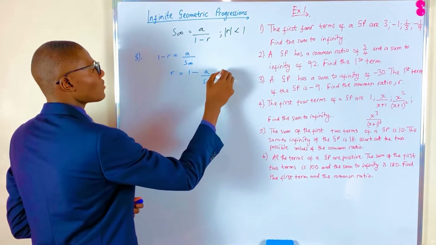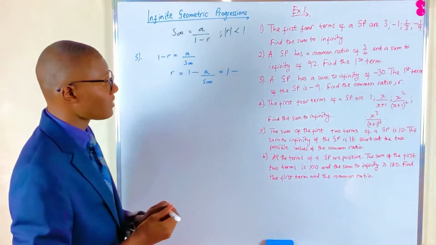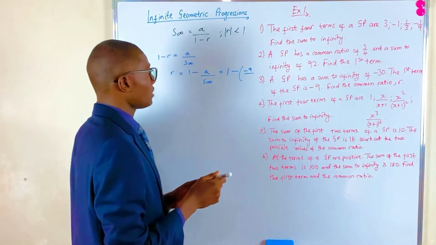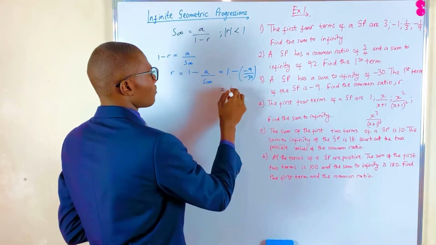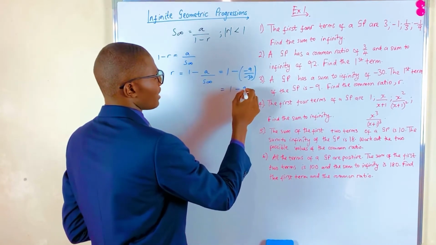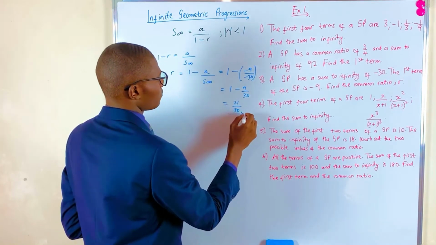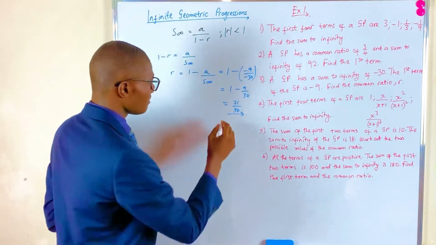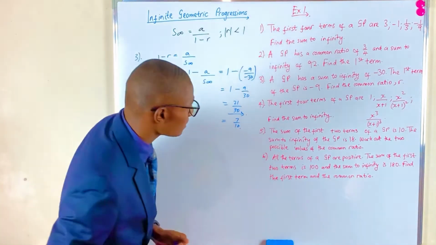Right? So we're saying 1 minus a, the first term is -9, over the sum to infinity, which is -30. And this will be 1 - 9/30, which is 21/30. So 21/30 is the common ratio, which of course we can simplify to 7/10. Right, like that. This for number 3.